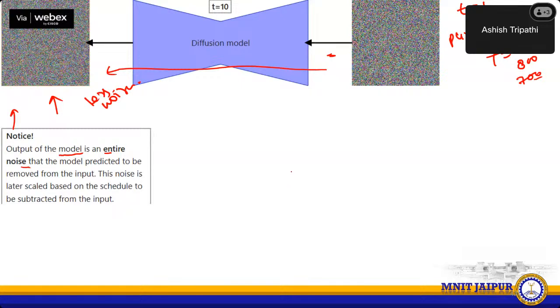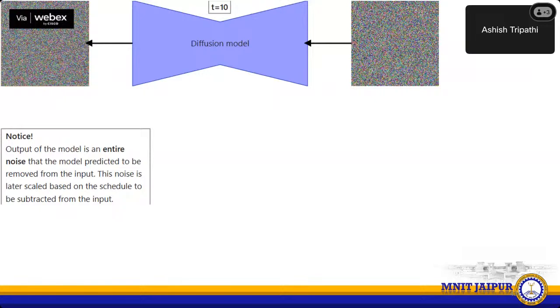Got it? So this is also written in this box: the noise, scaled based on the schedule, is to be subtracted from the input. Whatever noise my model is predicting, this is subtracted from the noisy input. So in the initial stage, I get a slightly less noisy image from the more noisy image by removing some predicted noise. Okay.